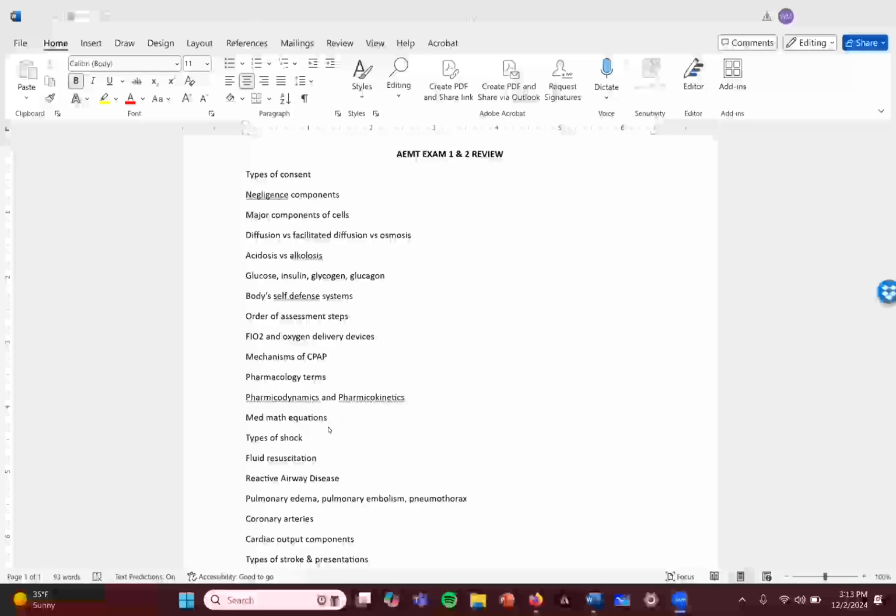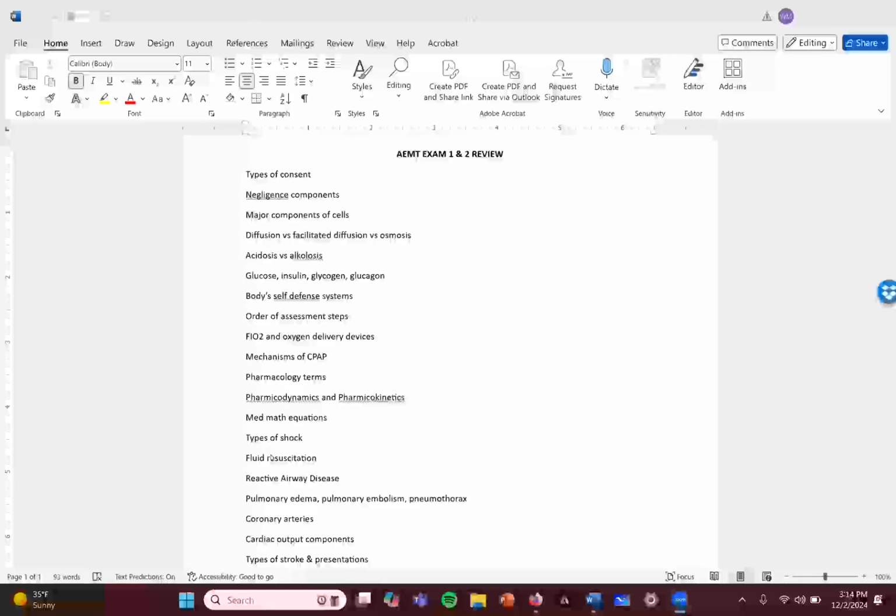Med math equations, you'll definitely need to be able to figure out, right? Bolus medications, how many milliliters to give for this X amount of milligrams of drug. Also, flow rates and drip rates for your fluid administration as well as drug administration. So, know some of those equations.